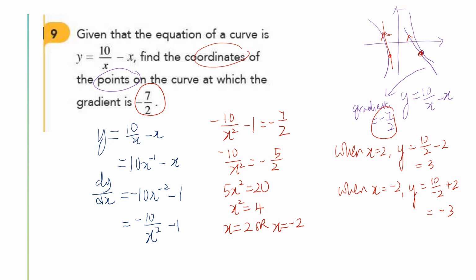Alright, you're not supposed to give your answer in this form because you're asked to find the coordinates of the point, so you need to leave your answer in point form. Point form means leave it in coordinate form like x, comma, y. So therefore, the points are (2, 3) and (negative 2, negative 3). Alright, so that's how you do question 9.